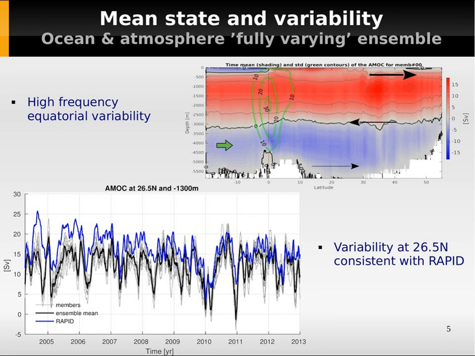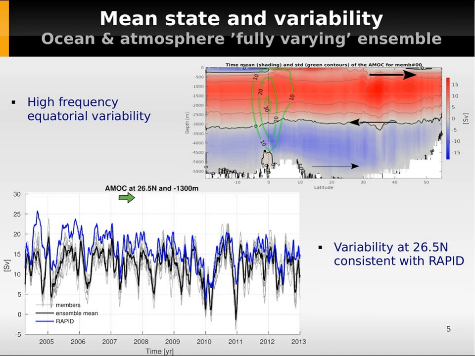The strategy used to output data has been to use 5-day averages. Looking at this 5-day average data, we have a very high variability centered at the equator and maximum at 2,000 meter depth, which reaches 30 Sverdrups. But this high variability is nicely filtered out with a low-pass filter with a cutoff frequency of 2 months.